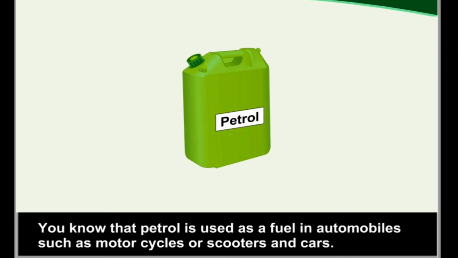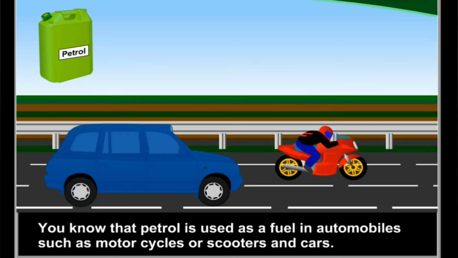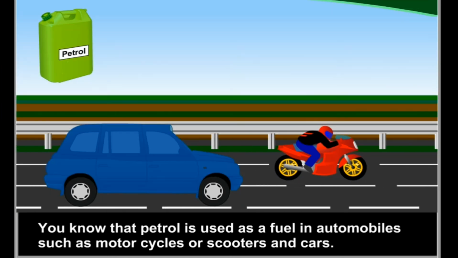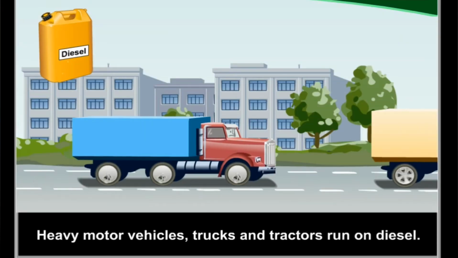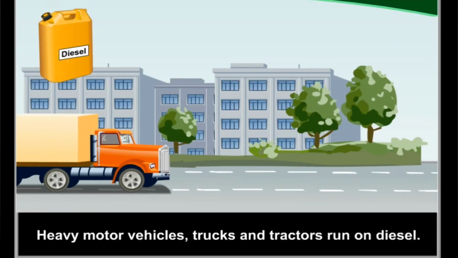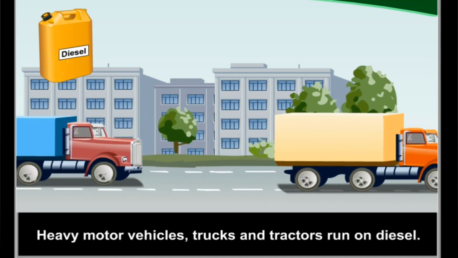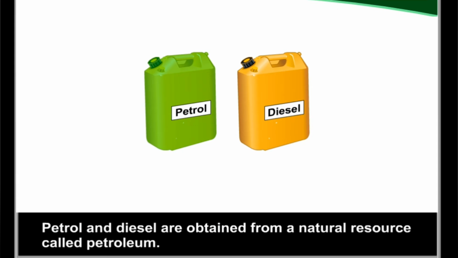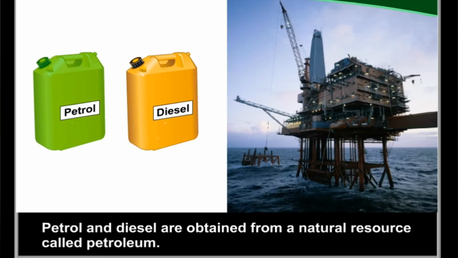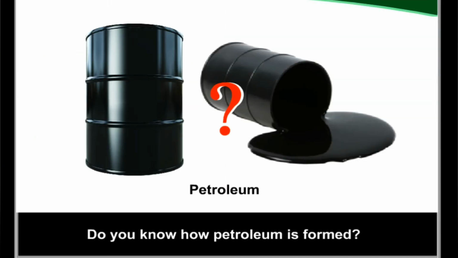You know that petrol is used as a fuel in automobiles such as motorcycles or scooters and cars. Heavy motor vehicles, trucks and tractors run on diesel. Petrol and diesel are obtained from a natural resource called petroleum. Do you know how petroleum is formed? Well, it's quite interesting actually.